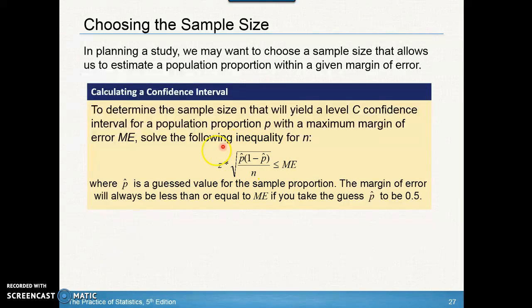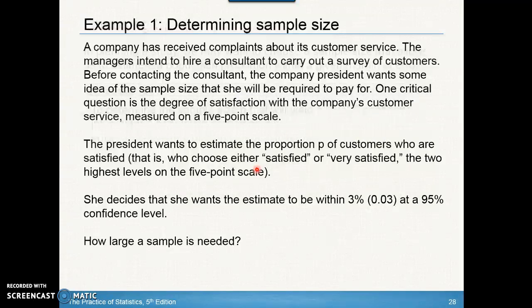So this is your margin of error formula. Remember, this is just your standard error. It's the standard deviation of the statistic. So to find the margin of error, we use our p-hat, 1 minus p-hat, our sample size, and our critical z-score. Okay, so if we're trying to find a sample size that will yield a confidence interval for a population proportion P with a maximum margin of error, you're basically going to solve this for n. And if you want to go through and solve this for n one time and just know that every single time, go for it. I always just use this formula, so that I don't have to memorize a second formula.